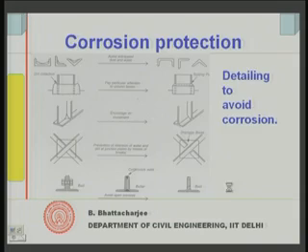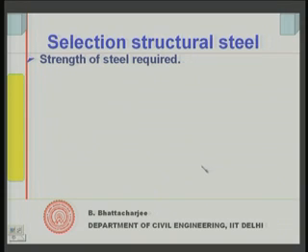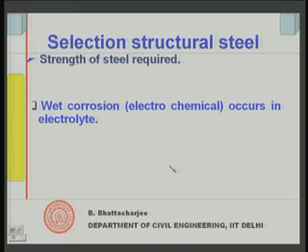Right. This is important to avoid corrosion. How do we then select structural steel? Strength is the main requirement, as we have seen. Strength of steel is the main requirement. Then corrosion is an important issue.